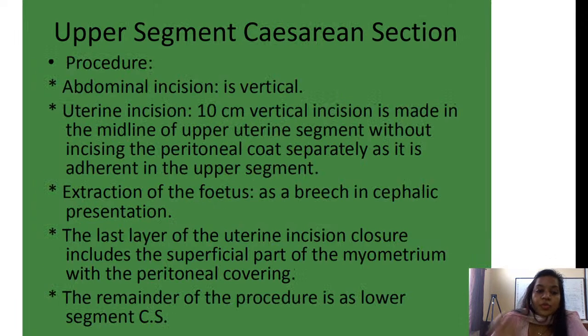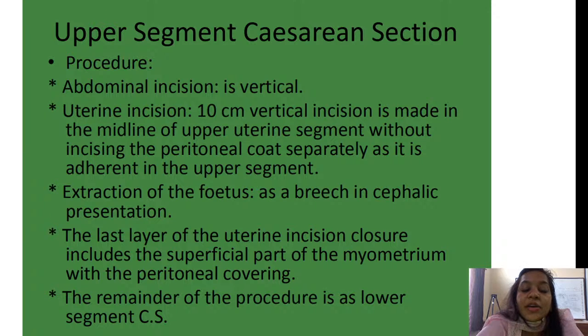Postmortem hysterectomy. Upper segment Caesarean section procedure. Abdominal incision will be vertical. In the lower segment, it was transverse. Then uterine incision: a 10 cm vertical incision is made in the midline of the upper uterine segment without incising the peritoneum separately, as it is adherent in the upper segment.